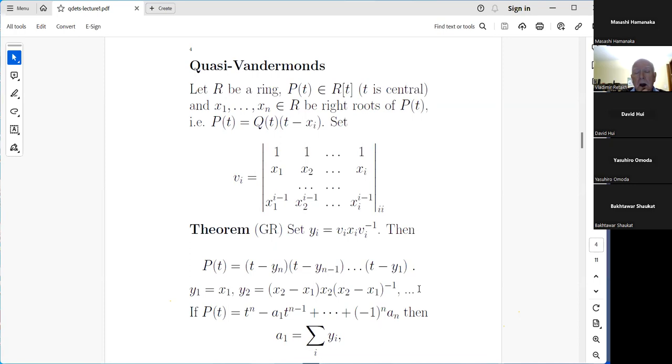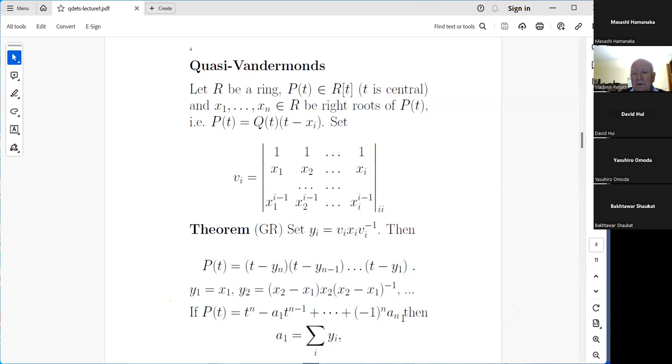I should mention that the construction depends on the ordering of these roots, x1, and so on, xn. So in general, I will have n factorial factorizations of P of T. And of course, in the commutative case, I get yi equals xi, so there's nothing new here. Now, suppose that P of T has coefficients a1 and so on, a sub n.